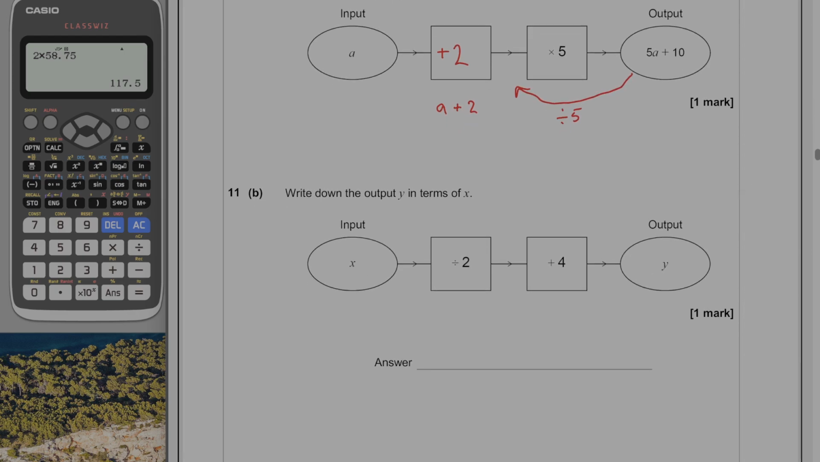And then for the second part, write down y in terms of x. So we've got x divided by 2. So at this point here, we've got x over 2, and then plus 4. So y must be equal to, write down the output y in terms of x, so that's going to be x over 2 plus 4.